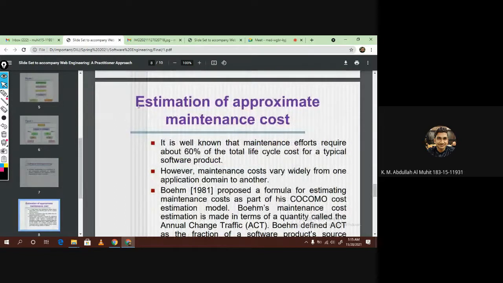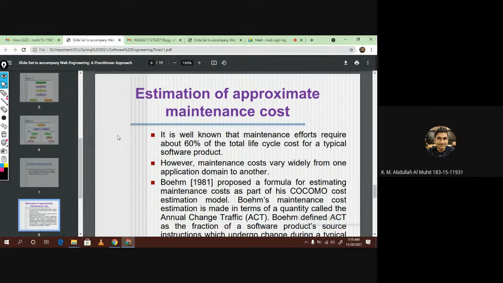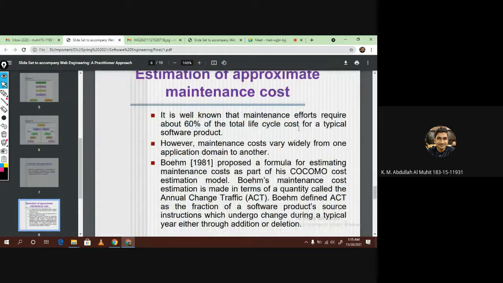This topic is very important. It is the estimation of approximate maintenance cost. Every software needs to estimate the approximate maintenance cost. It is well known that maintenance efforts require about 60% of the total life cycle cost for a typical software product. However, the maintenance costs vary widely from one application domain to another.